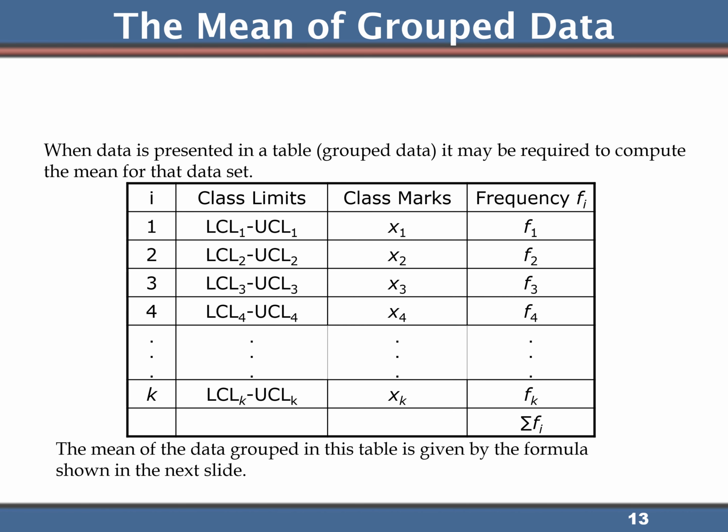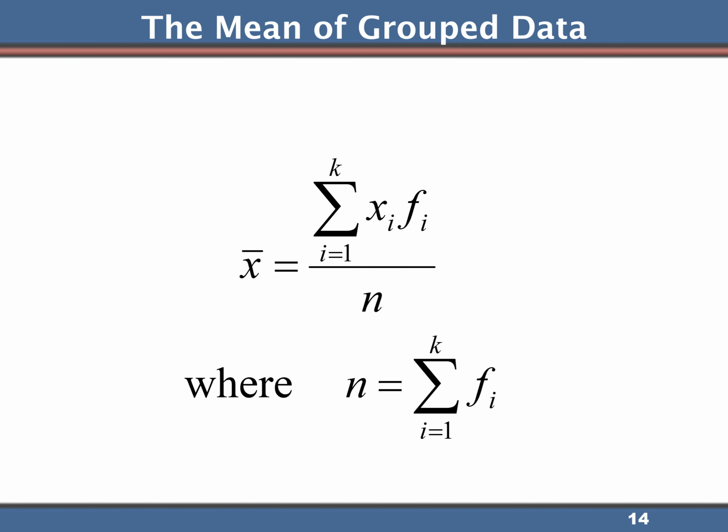The following table illustrates the typical way in which data is grouped in a frequency table. There are k classes with class marks x sub 1, x sub 2, up to x sub k, and the corresponding frequencies are f sub 1, f sub 2, up to f sub k. The sum of all the measurements can be approximated by multiplying each class mark with the corresponding frequency and adding up all the k results. The mean of the distribution is given by dividing the sum of all the measurements by n, where n is the sample size, which is equal to the sum of the frequencies.